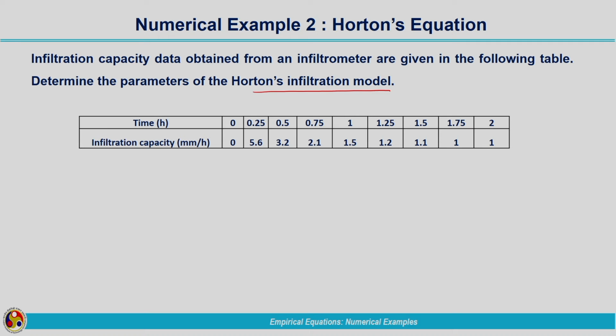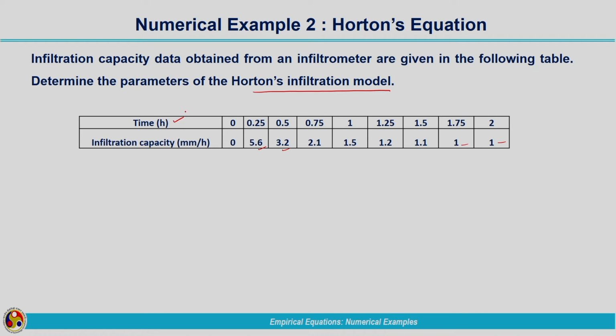Even if there is any confusion about whether it is infiltration capacity, since units are not given, check the data. It is 5.6, 3.2, 2.1, and finally it reaches a constant value of 1. So, you can understand that the infiltration value is decreasing as time increases. So, definitely this is giving you the infiltration rate. Units are also given to you, millimeters per hour, and time is given in hours.